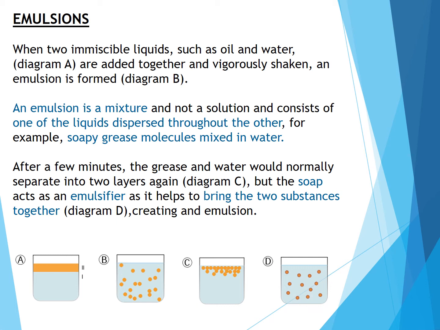So to create an emulsion that lasts for a length of time, you would have to add a substance known as an emulsifier. And on adding an emulsifier to, for instance, oil and water, you would create diagram D, or an emulsion.